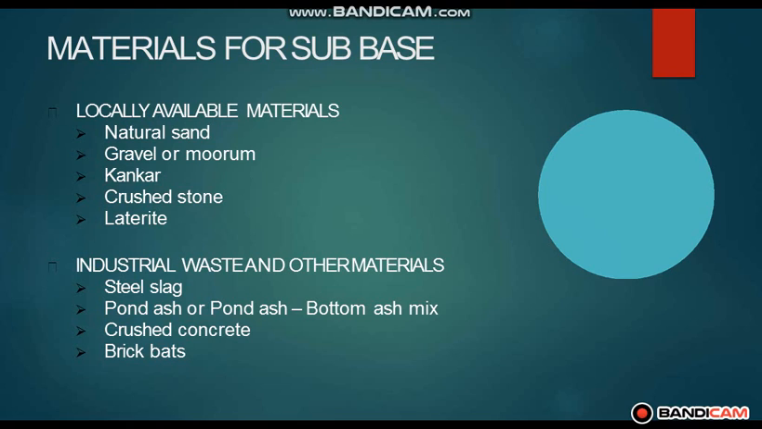Materials for subbase. So, what materials are used? Locally available materials. They are natural sand, gravel or murum, concrete, crushed stone, laterite, and industrial waste and other materials. It may be steel slag, pond ash or pond ash bottom ash mix, crushed concrete, brick bats.